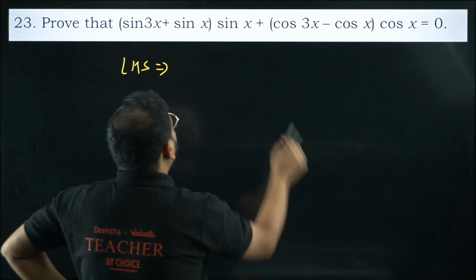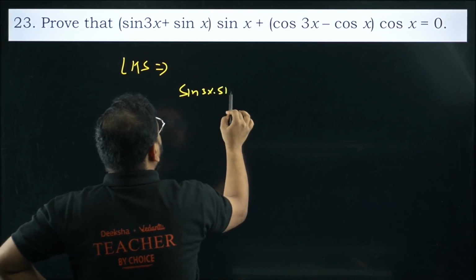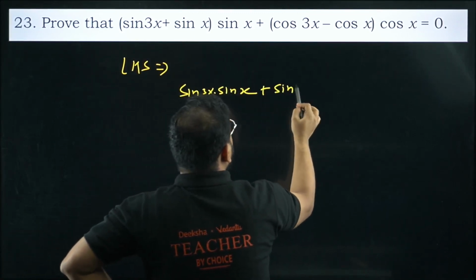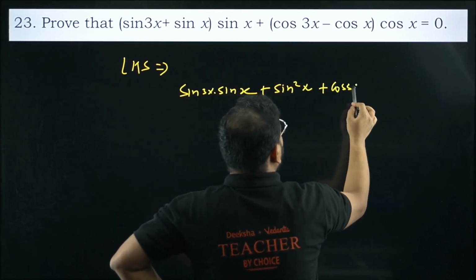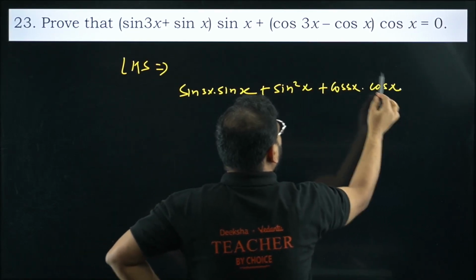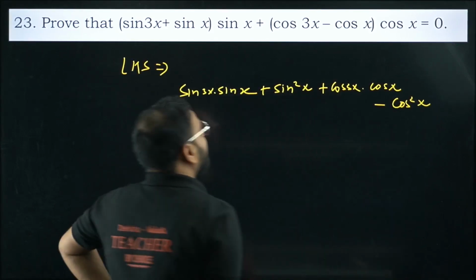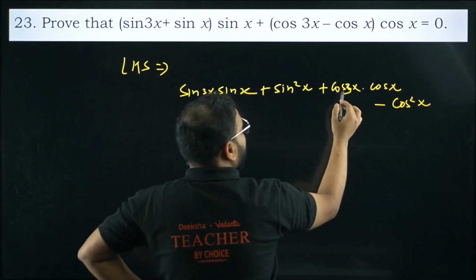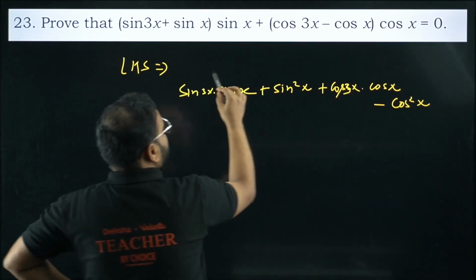So expand it over here. Sin x into sin 3x, sin 3x into sin x. This will become plus sin square x. Here again we will have plus cos 3x into cos x, and this will become minus cos square x. Let's club these two things together, cos 3x. So we'll club these two parts together.